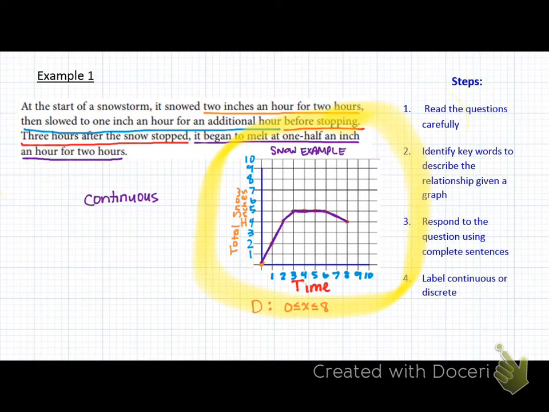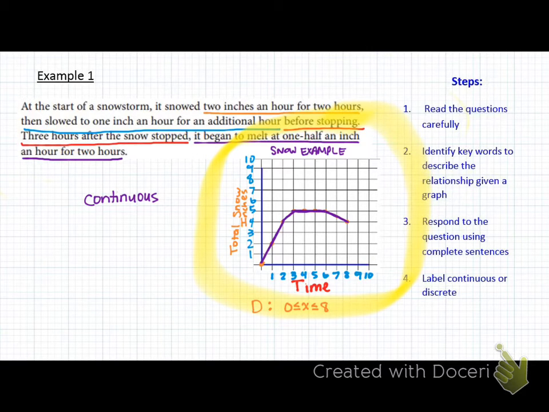So again, domain is how far to the left and right does the graph go. You see how the graph goes from here all the way to here? It starts at 0 hours and it goes all the way to 8 hours. You see that? Okay? Thumbs up if that makes sense. Thumbs down if it still doesn't make sense. Okay, that's all we're doing is identifying how far left and right it goes.